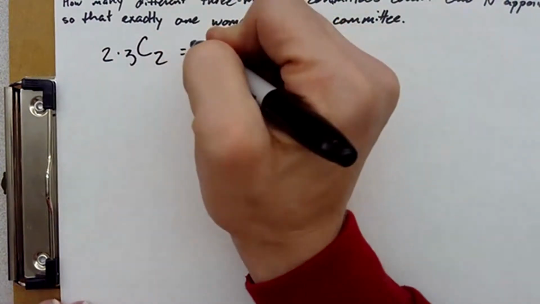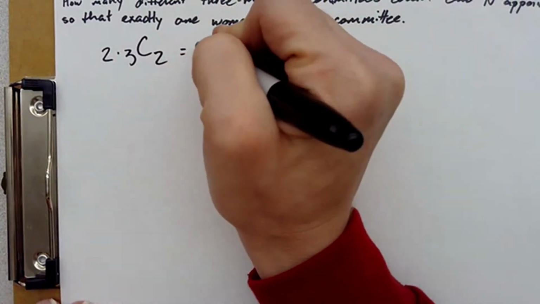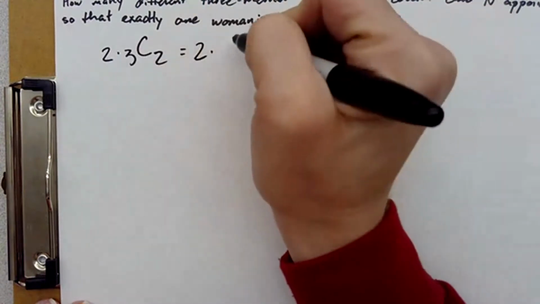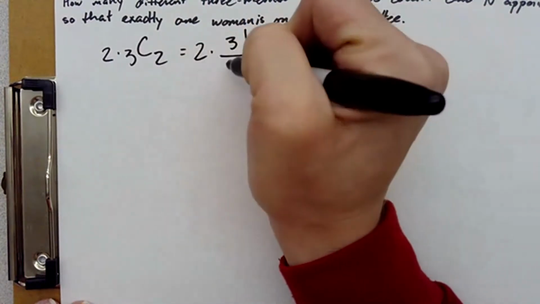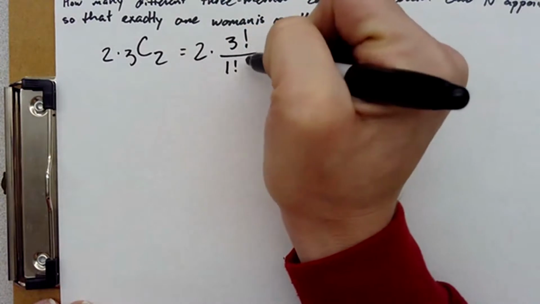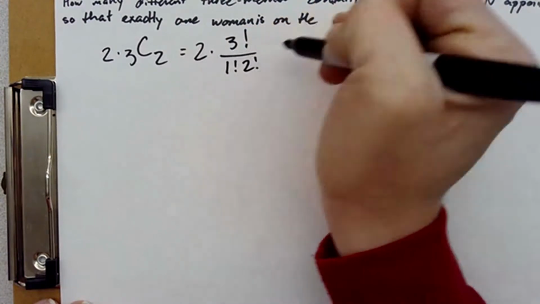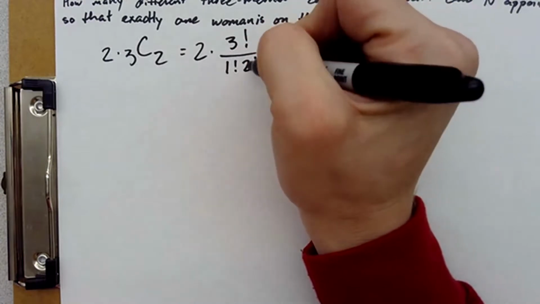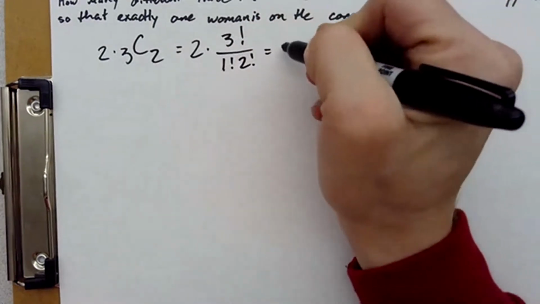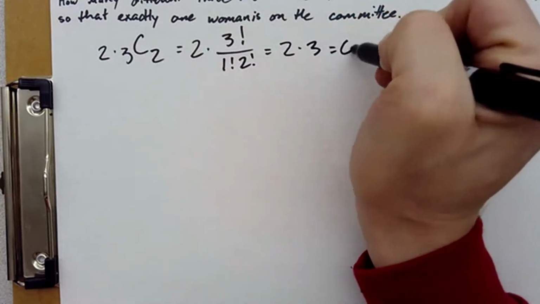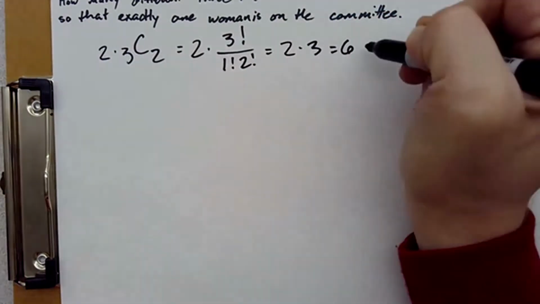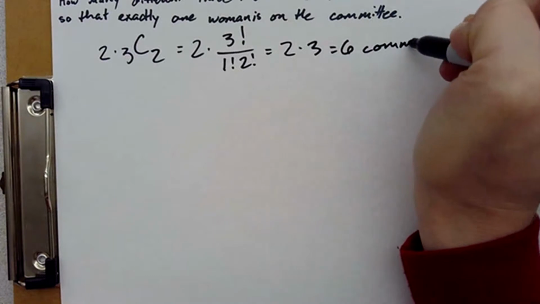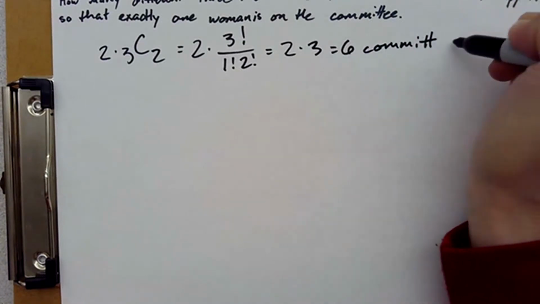So that's 2 times 3 choose 2, which is 3 factorial over 1 factorial times 2 factorial. Well, 1 factorial is just 1, so that's 3 factorial over 2 factorial, which is 3. So 2 times 3 is 6 ways. Or in this case, 6 committees.